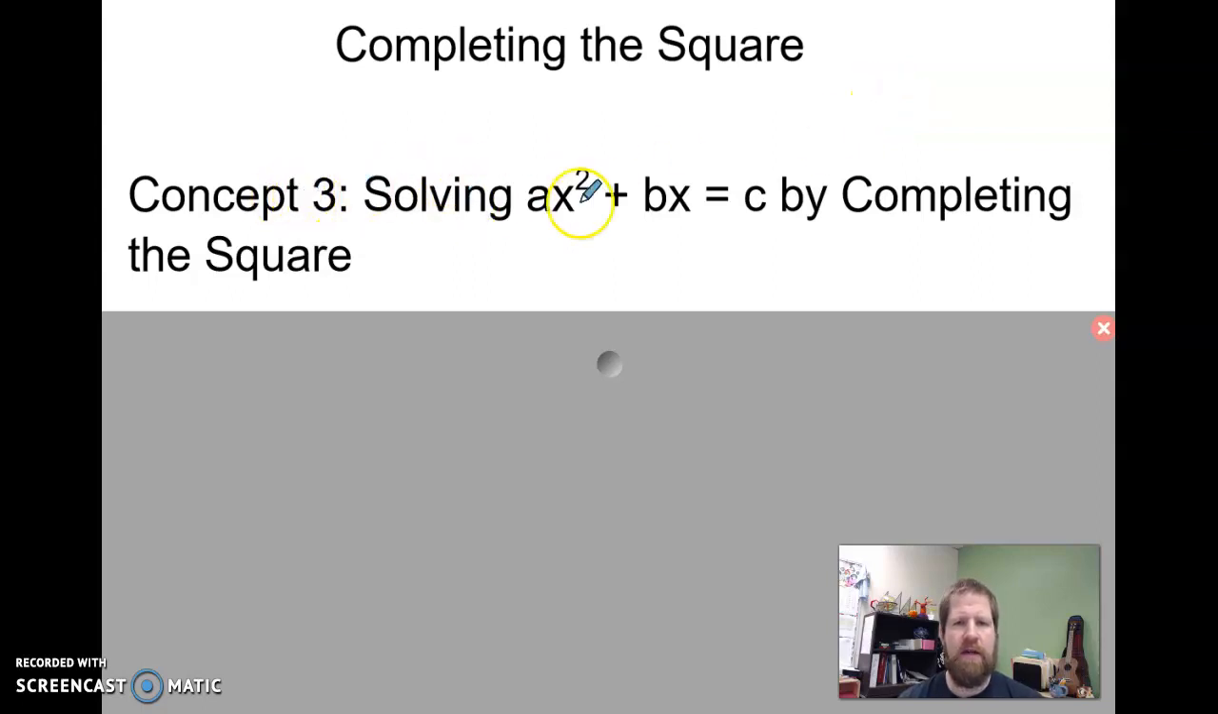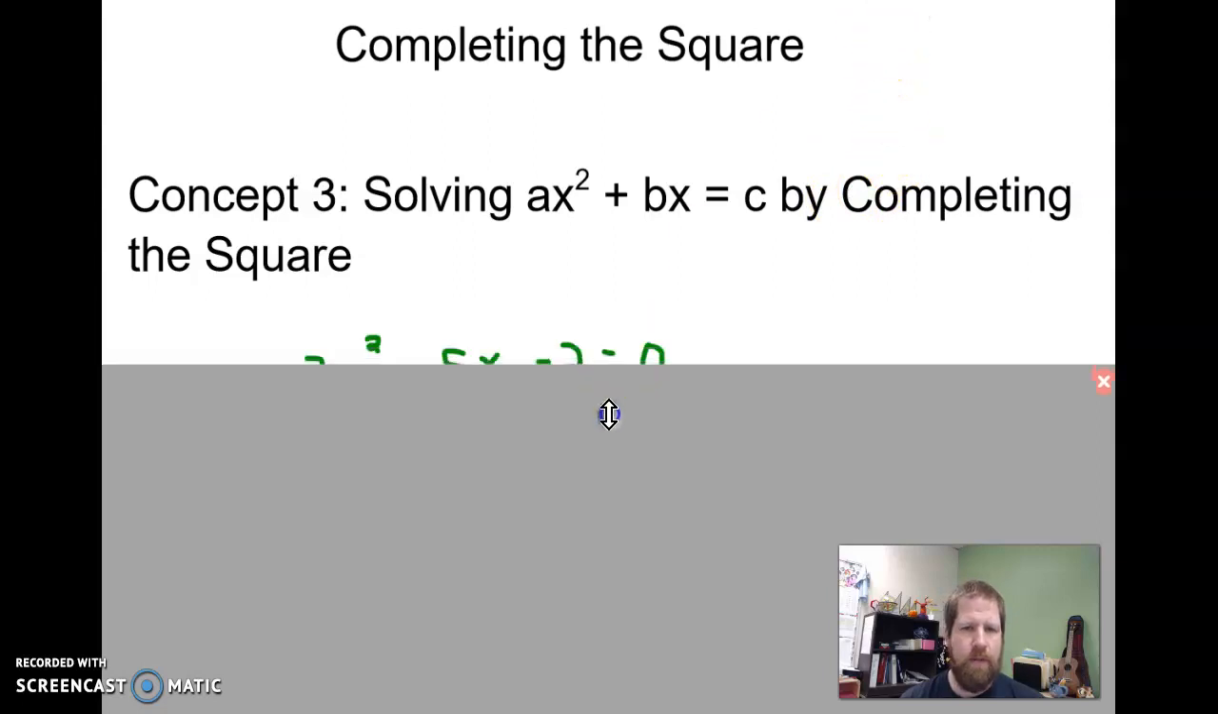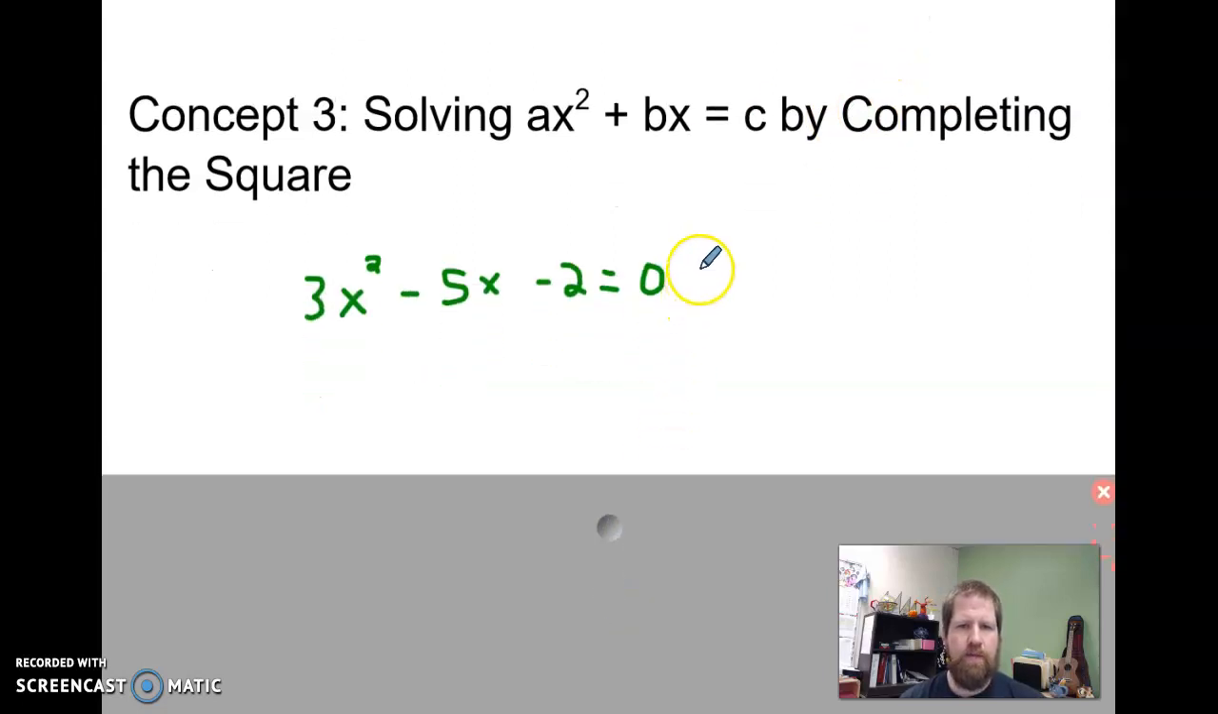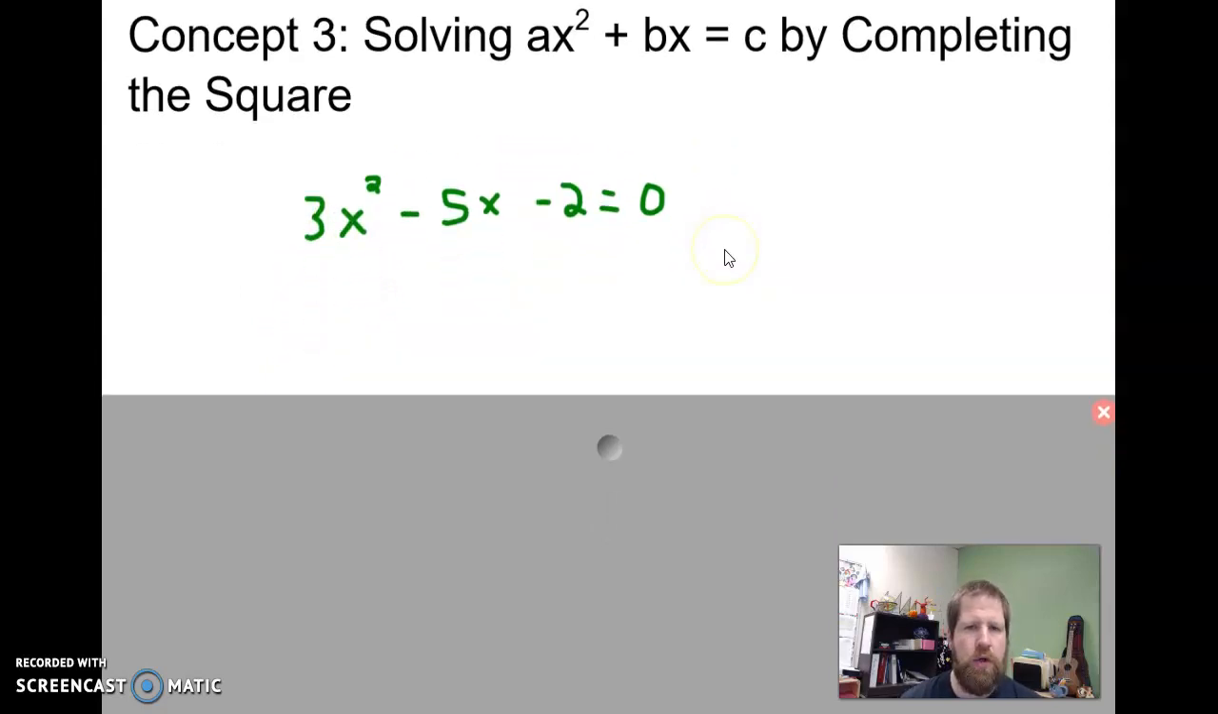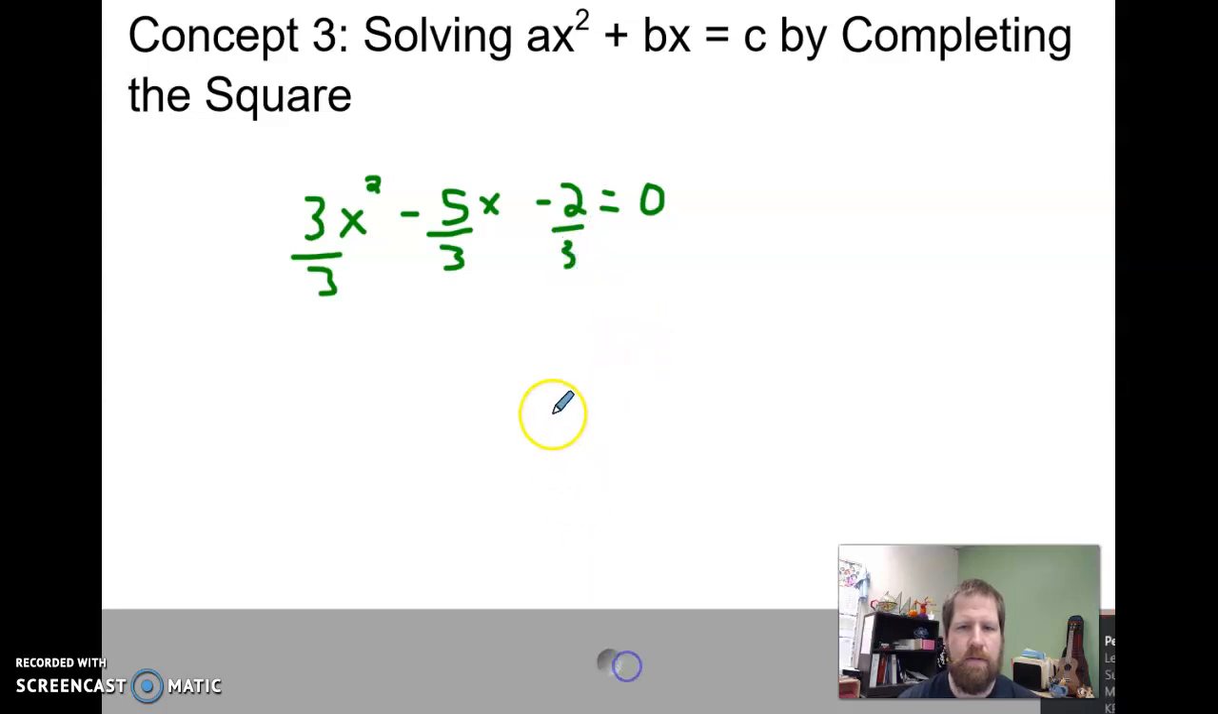Concept 3, solving ax squared plus bx equals c by completing the square. The difference between this and our last concept is that now we have a coefficient, a value on our x squared. So the only thing that really changes is we've got to divide it away. We can't complete the square with it there. So we're going to divide all of our terms by 3 in this case.